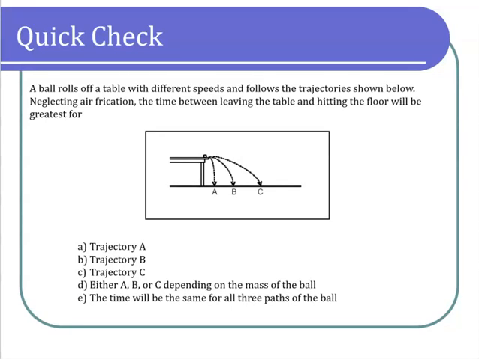The answer is going to be E. Remember, if all of the balls fall the same height, they will hit the ground at the same time. The horizontal velocity does not affect the time to hit the ground. The horizontal velocity is only going to affect how far it gets from the base of the table.